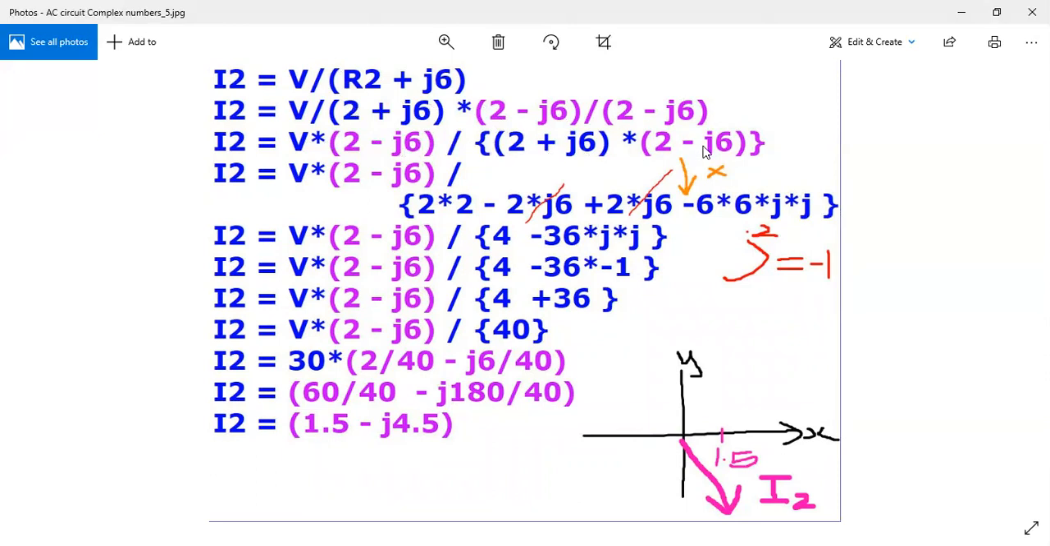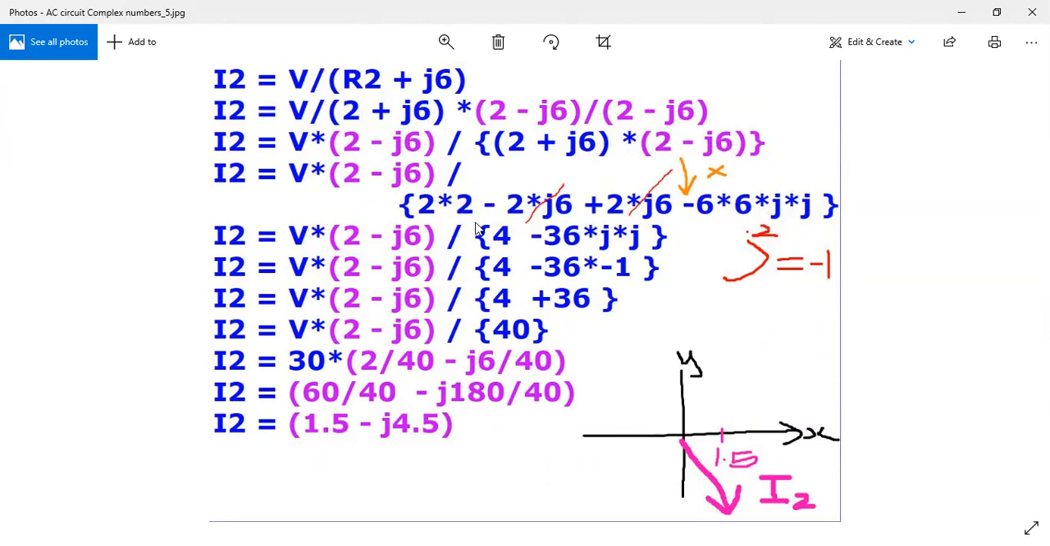multiplication of two sets of brackets here, 2 plus 6j times 2 minus 6j. If we multiply out the brackets, we have 4 products here. We have 2 times 2, we have 2 times minus 6j. We have 6j times 2. We have plus 6j times minus 6j. We have 4 products added together.